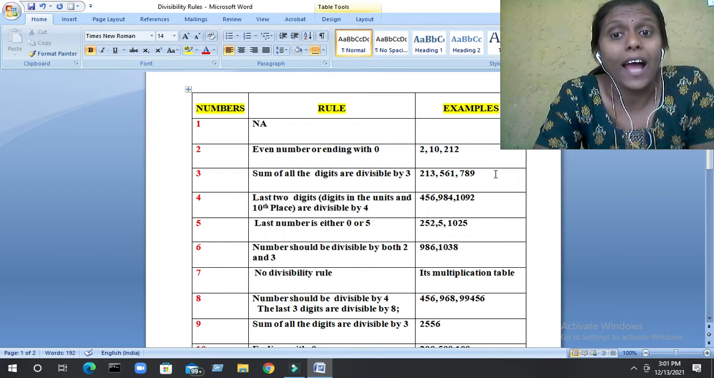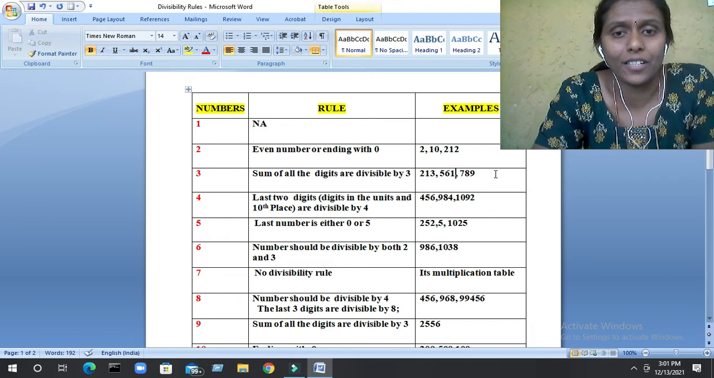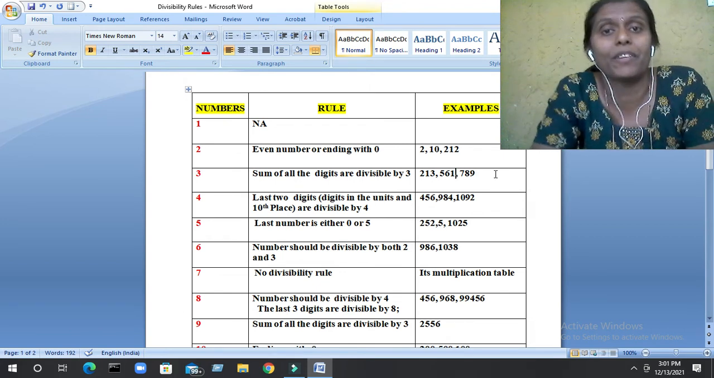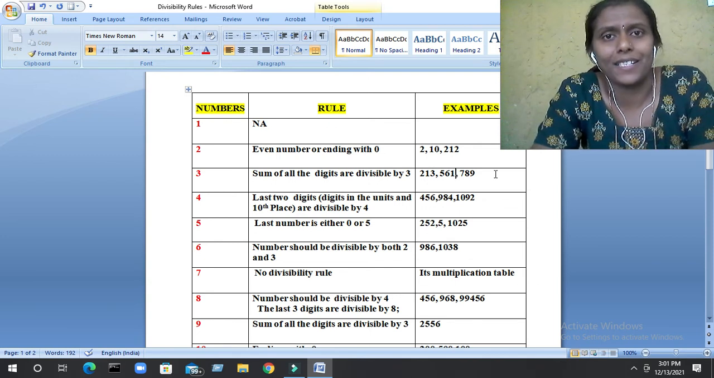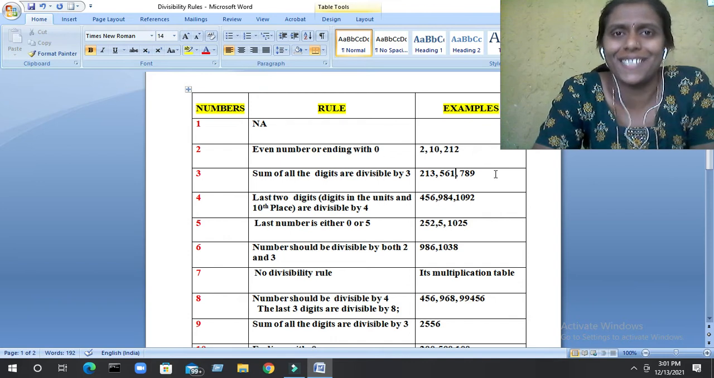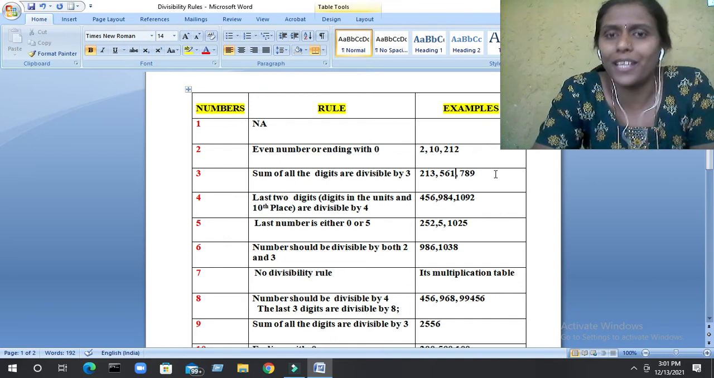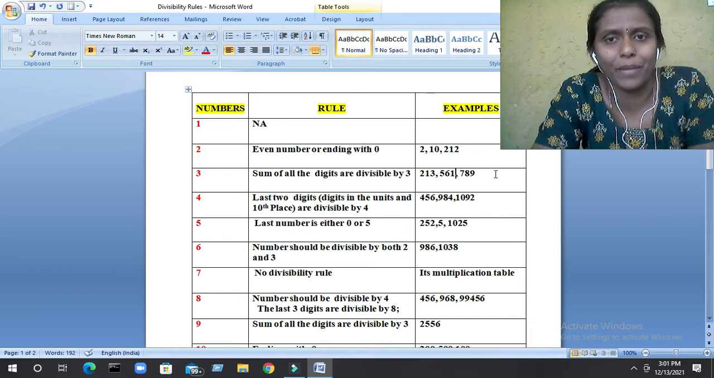I have 456, the first example under the row 4. The last 2 digits, that is the digits in the units and the tens place, should be divisible by 4. Now take the last 2 digits of 456: 56. Yes, 56 is divisible by 4. Next, take the last two digits, 84. Yes, we know 84 is divisible by 4.